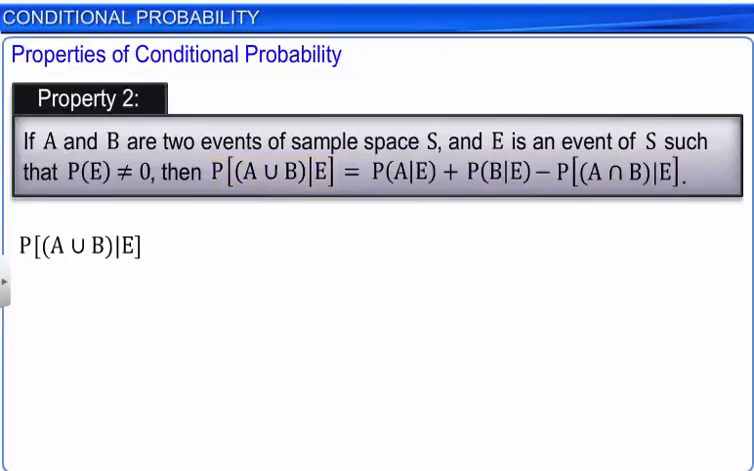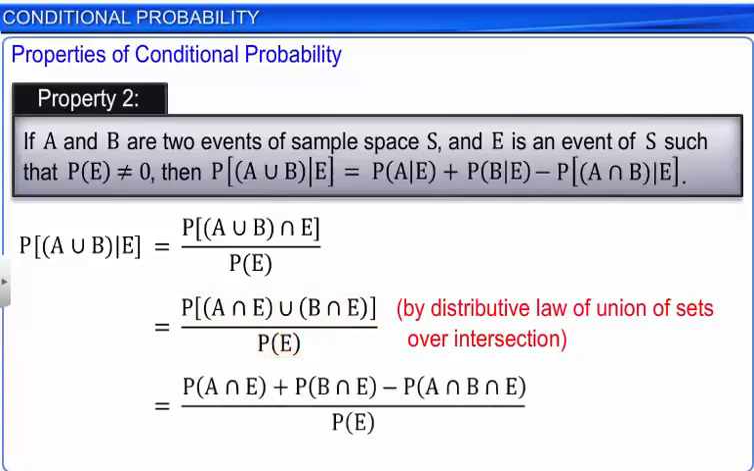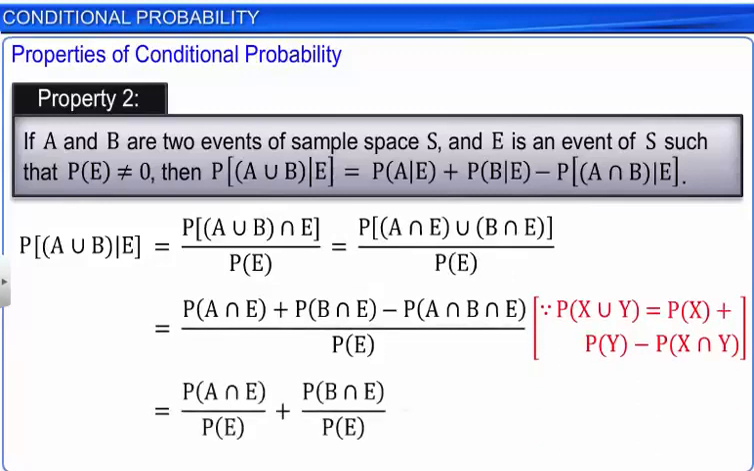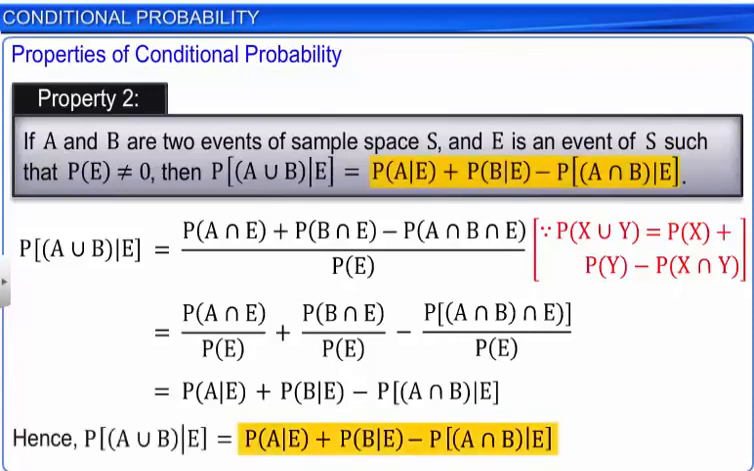By the definition of conditional probability, this can also be written as the probability of A union B intersection E divided by the probability of E. By the distributive law of union of sets over intersection, the numerator becomes the probability of A intersection E union B intersection E, divided by the probability of E. On simplification, we get the probability of A given E plus the probability of B given E minus the probability of A intersection B given E. This is the right-hand side of the property. Hence, the property is verified.